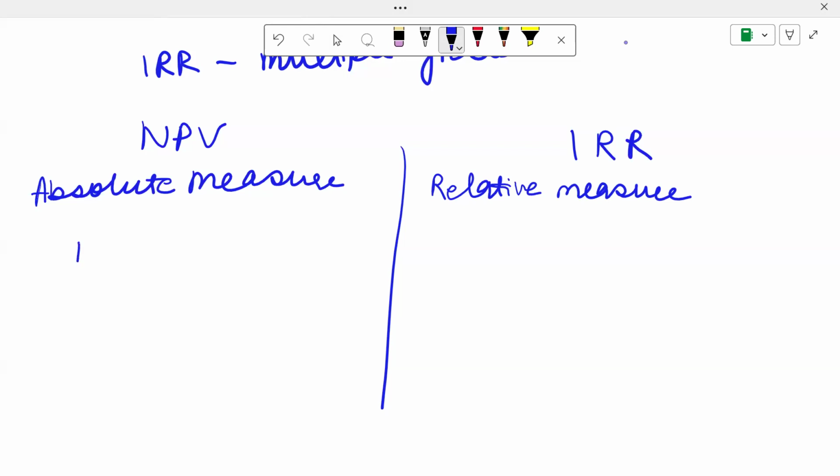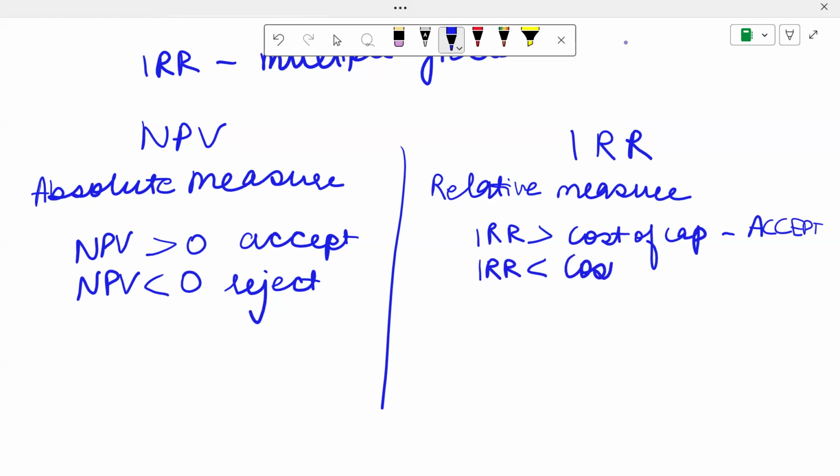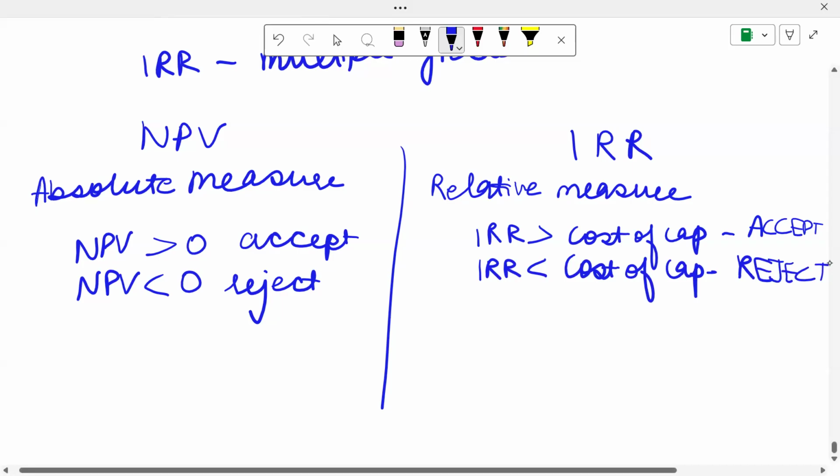Now, just recapitulating about the decision rule, if your NPV is greater than zero, then you accept. If your NPV is lesser than zero, then you reject the project. Then there was the decision rule that we also discussed for IRR, that if your IRR is greater than the cost of capital, then you actually accept the project. And if it's the other way around, that your IRR is lesser than the cost of capital, then you reject the project. This is how the decision rules work for both of the methods.